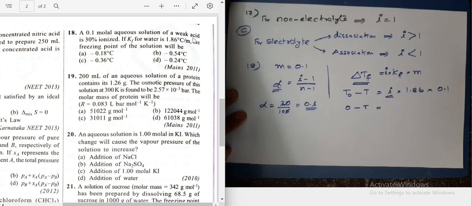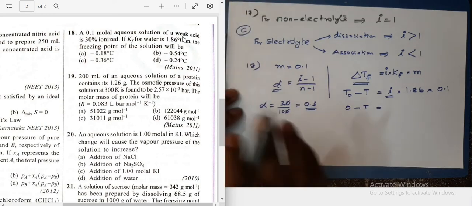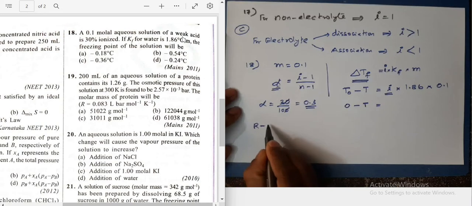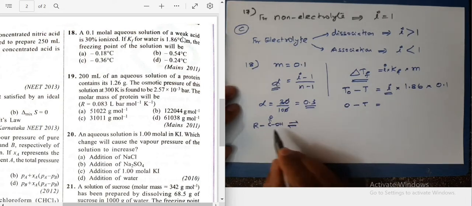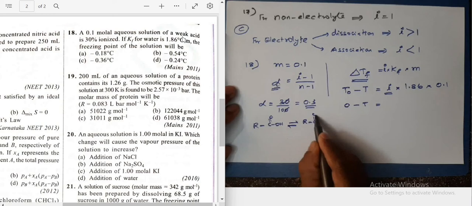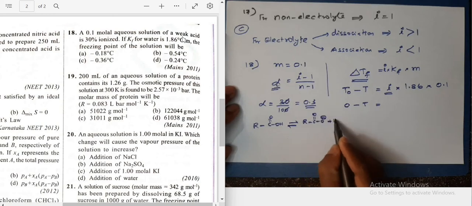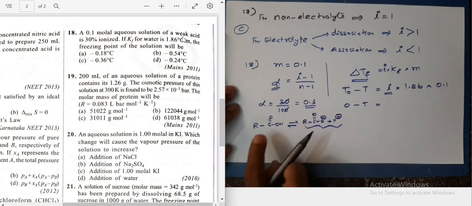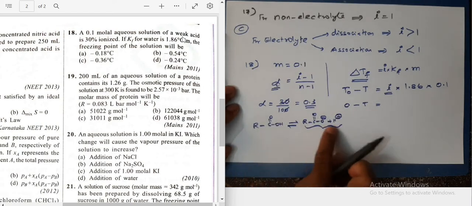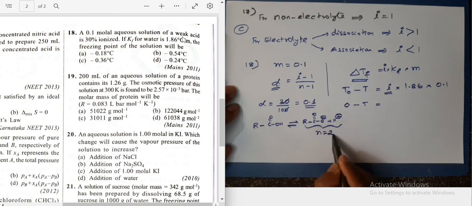Since it is given simply as a weak acid, let us assume it is a monobasic acid. Suppose I take that acid as RCOOH, some weak acid. If this ionizes, students observe carefully, I will get RCOO minus and H plus. It does not undergo complete ionization, only partial. One molecule can produce 2 ions, so the number of ions is 2.